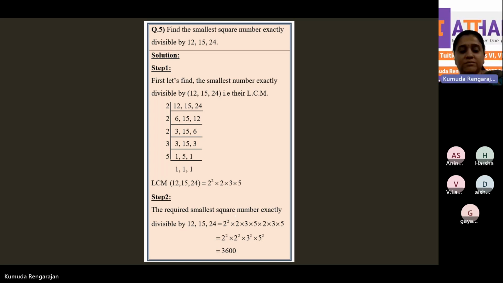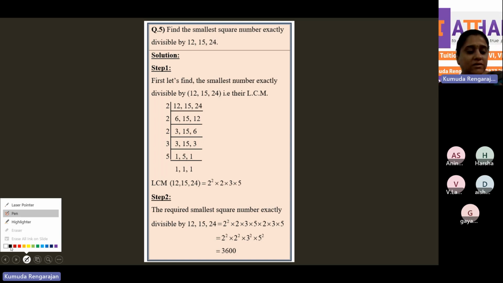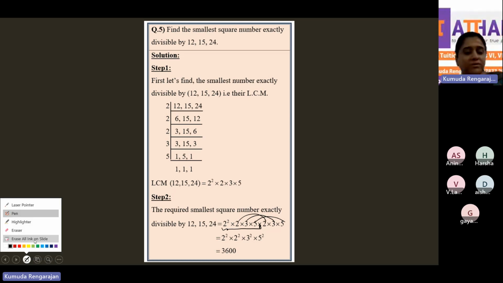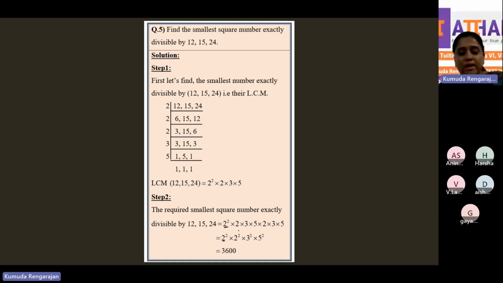This one is the LCM. I hope all of you understand that. Shivam, see here till here: 2 square into 2 into 3 into 5. This is the LCM. We need one more 2, one more 3, and one more 5. That's why into 2 into 3 into 5. And then 2 into 2 becomes 2 square.